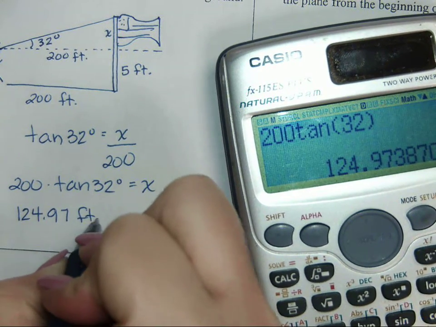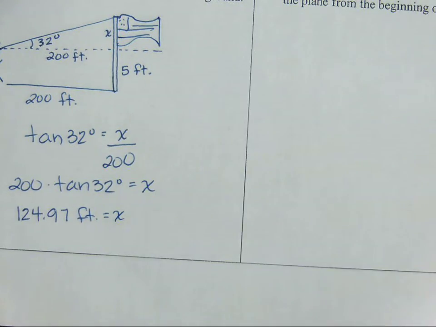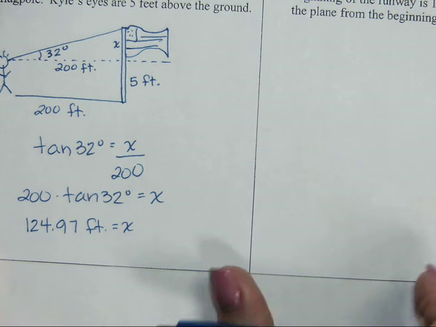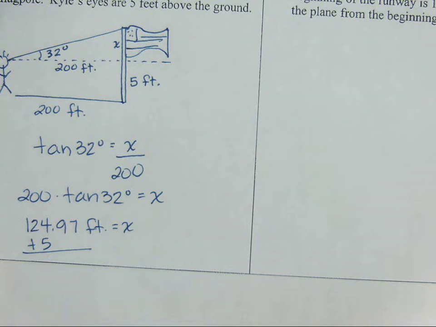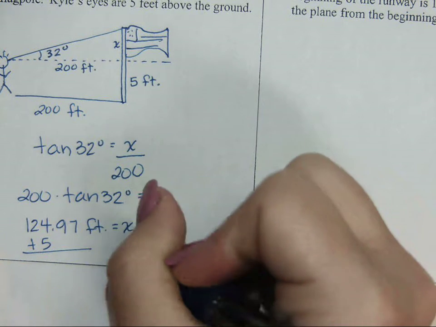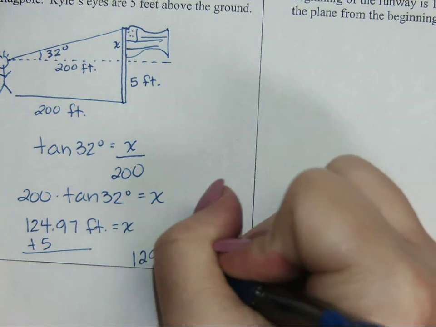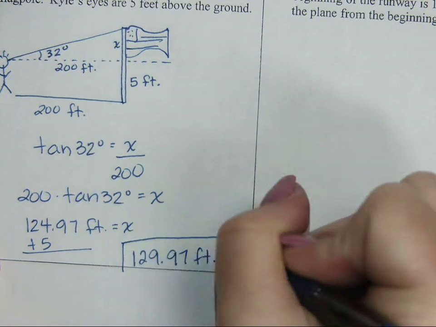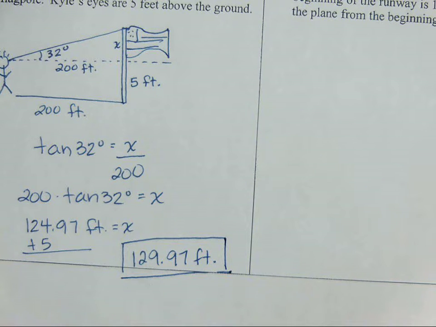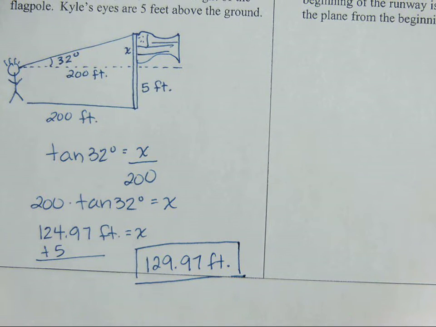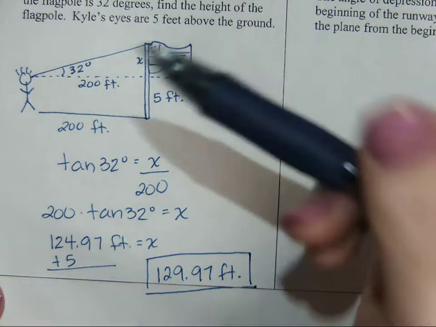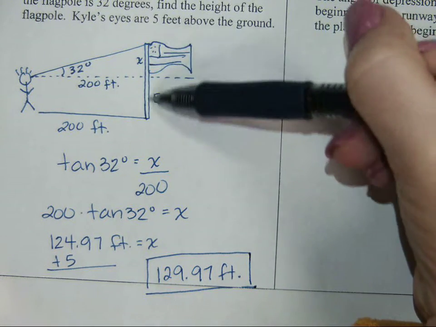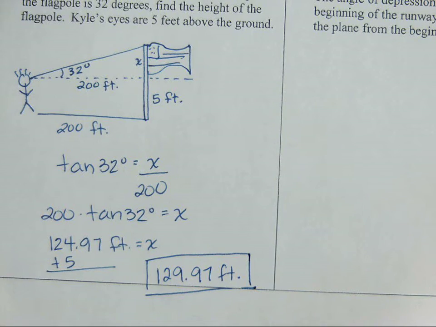and that's feet. But you have to remember that that's not what it asked. It asked how tall the flagpole is. So I need to add that 5 feet to the current information, and so I get 129.97 feet is the approximate height of this flagpole. So be careful that you don't just box that answer you got because you found the unknown. That's why it's super important that you draw a picture so that way you can remember that you also have some extra information going along here.